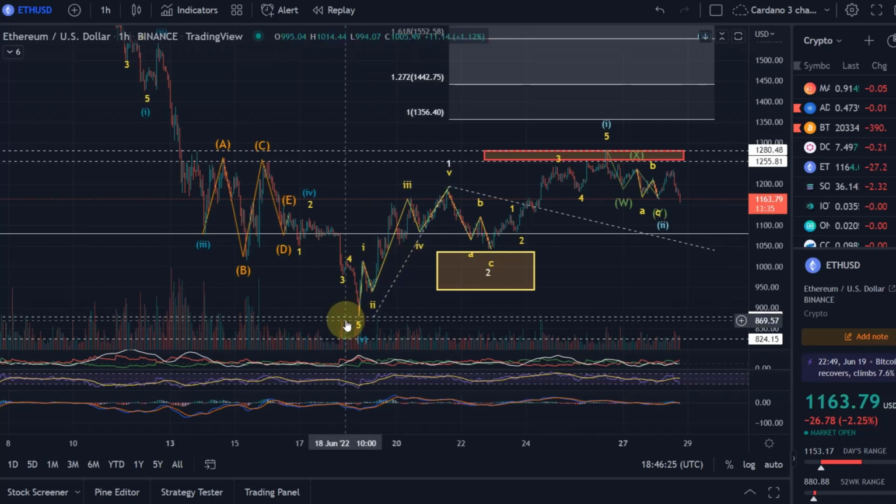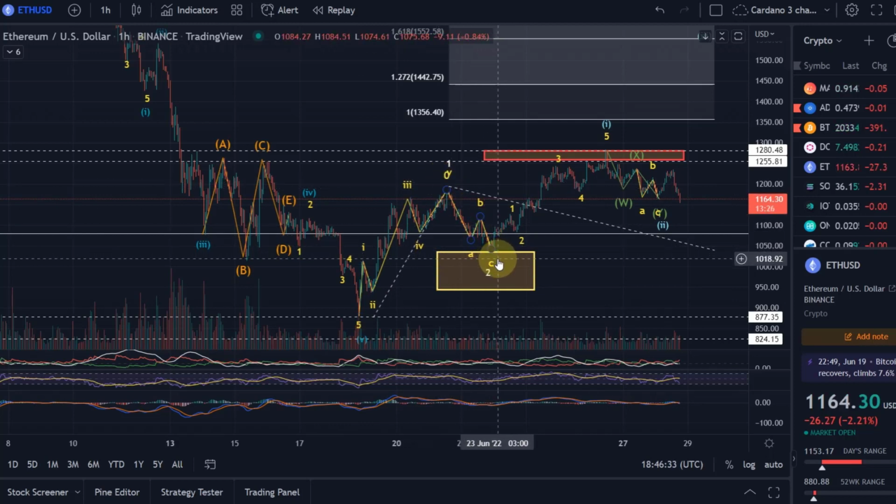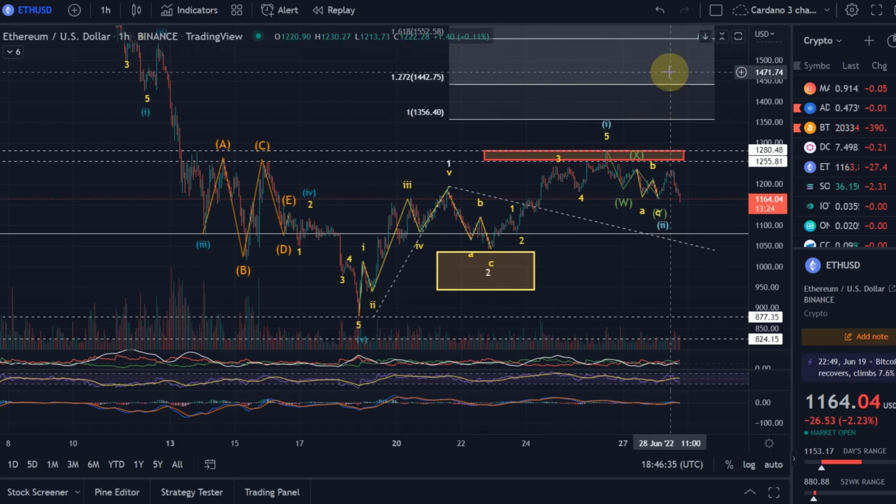So Ethereum moved up here in a wave 1. That is currently from the low, a first impulse to the upside. It came down in a wave 2. It, in my opinion, still is in a wave 3.